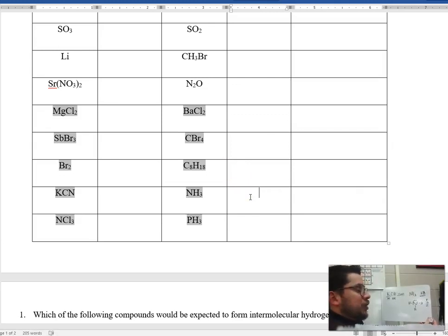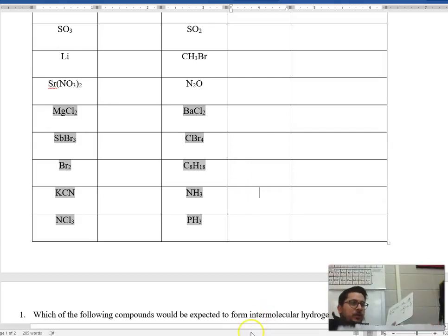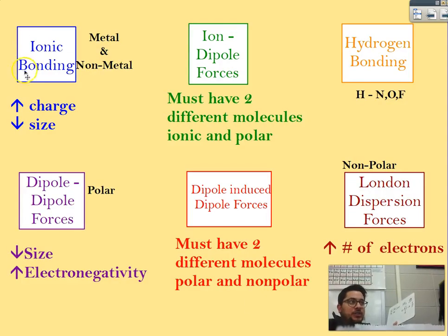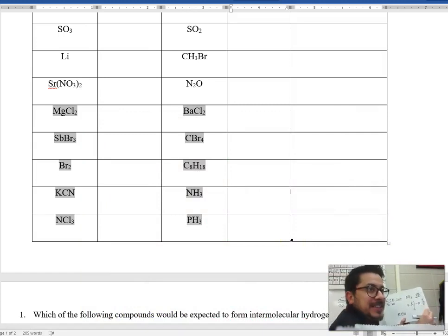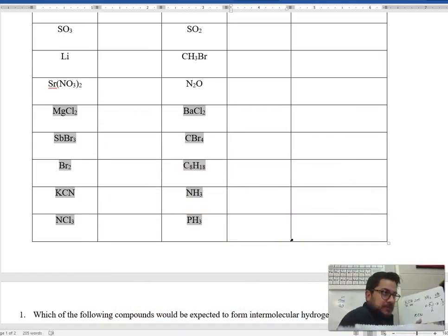Which one is stronger, ionic or hydrogen bonding? Well, they go in order. Ionic is the strongest, London dispersion is the weakest, so hydrogen bonding is weaker. So I'm going to write KCN in the last box because that one is the strongest of the two. Last problem.